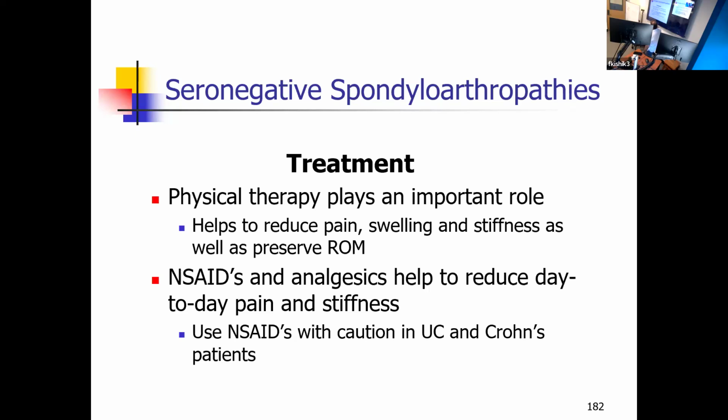Please, if you have ulcerative colitis, Crohn's disease, or any kind of GI problems and so forth, please do not take NSAIDs. Do not take medications like that. If they put them on there on the exam, you obviously get it wrong. But if you want to get sued, you give NSAIDs to someone who has any kind of GI complaints.